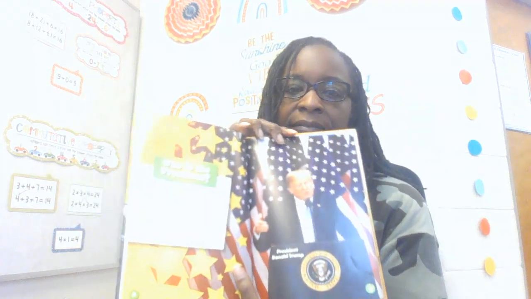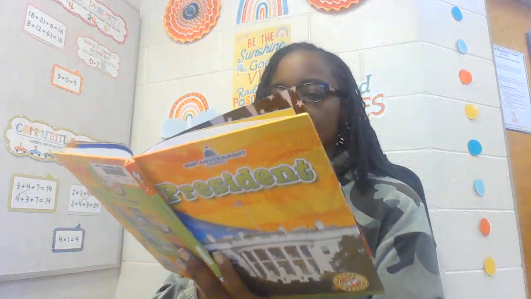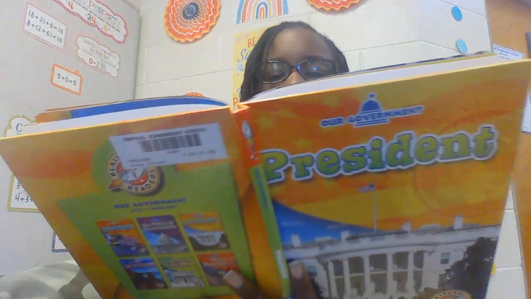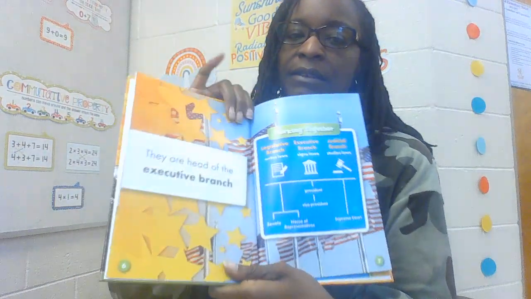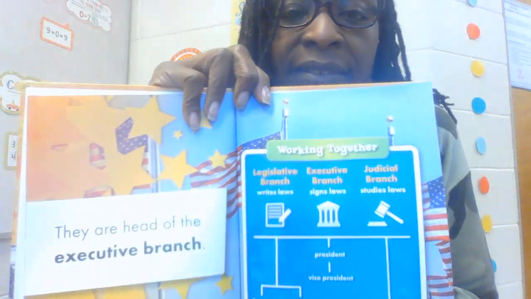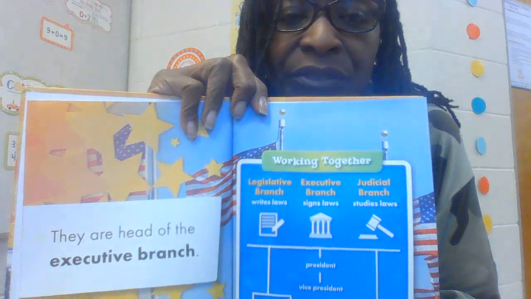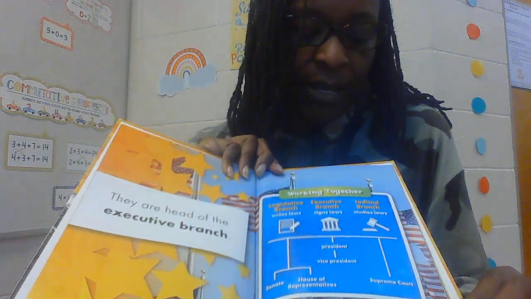Who is the president? The president is the leader of the United States. They are head of the executive branch. All right, and these are all three branches working together. We have the executive branch, the legislative branch, the judicial branch. This is on the judicial branch.